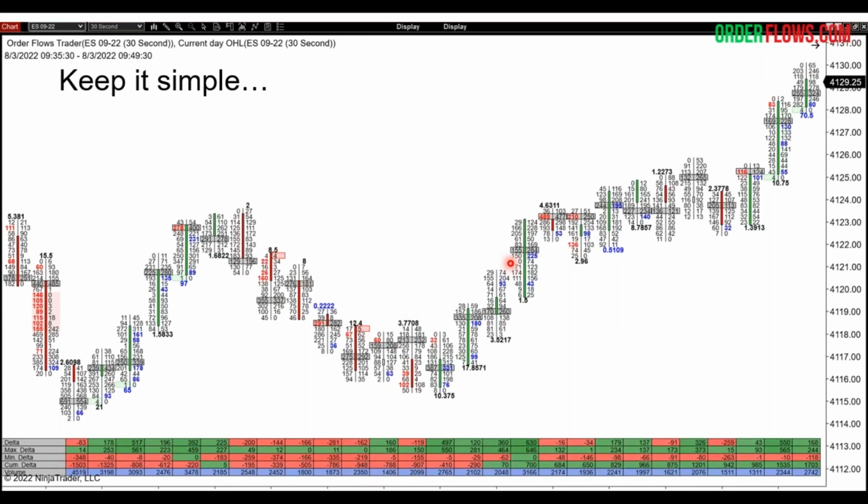Keep it simple, right? You just follow the direction of the imbalances. Market's coming off, selling imbalances. Market starts to rally, buying imbalances. Look at the deltas, negative deltas as the market moves down, positive deltas as the market starts moving up.